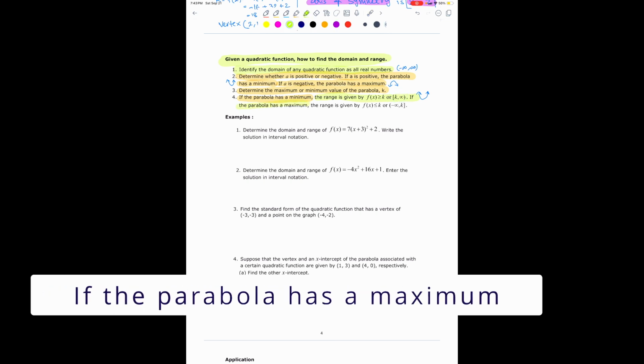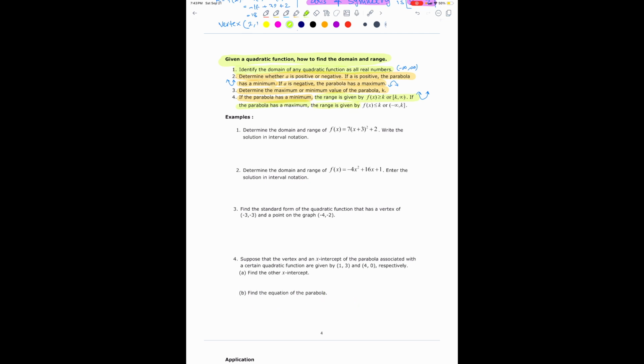If the parabola has a maximum, then the range is going to be from negative infinity to k, which means the parabola opens downwards. When you scan from the bottom to the top, you'll notice that you're coming from negative infinity and you're stopping at the value of k. So that is how you're going to determine the range algebraically for quadratic functions. Let's look at some examples.